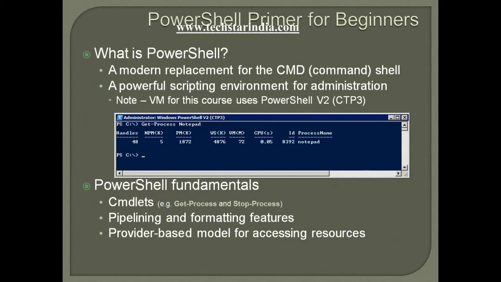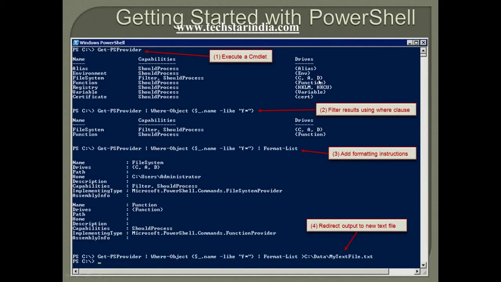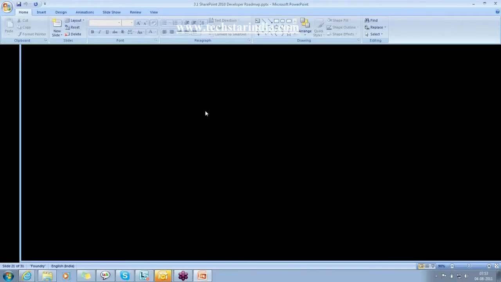PowerShell will have different providers. For SharePoint Server, there are SharePoint providers. For Exchange Server, there are Exchange providers. You can also create custom providers, but support is there for different providers. These are the Get-PSProvider results, like Alias. Let's see all these commands now.